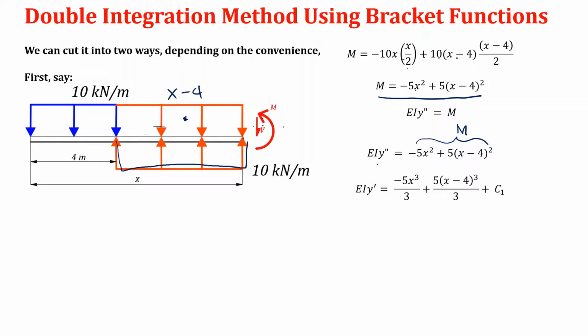Mahimo na ning EIY prime. So, integrate lang ni using the power formula. Power formula lang ang pattern ha. So, mahimo na negative 5x cubed over 3 plus 5 times x minus 4 raised to 3 over 3 plus C1. And then integrate further. EIY is equal to negative 5x to the 4th over 3 times 4 plus 5 times x minus 4 raised to 4th over 3 times 4 plus C1x plus C2.